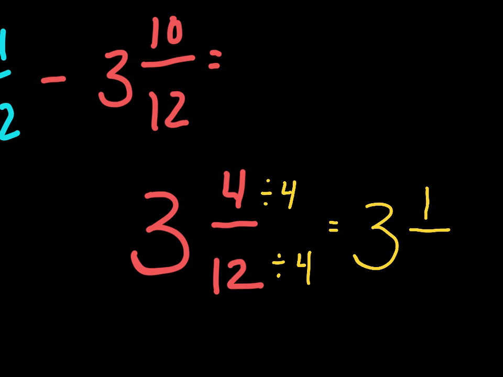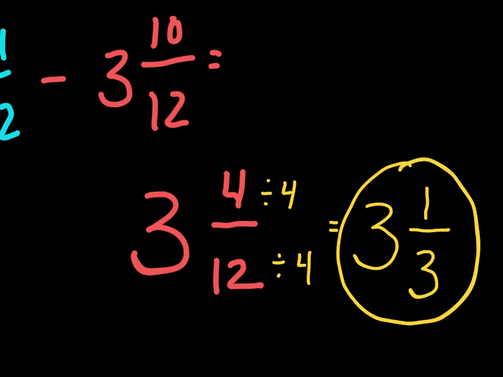4 goes into 12, which is 3. So our new simplified mixed number is 3 1/3.